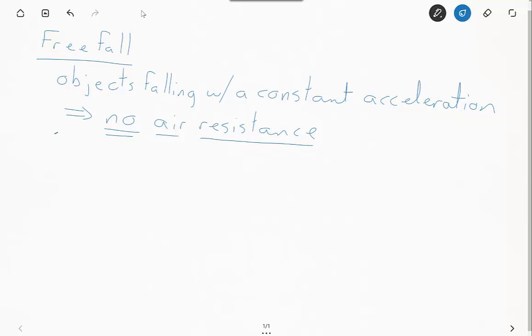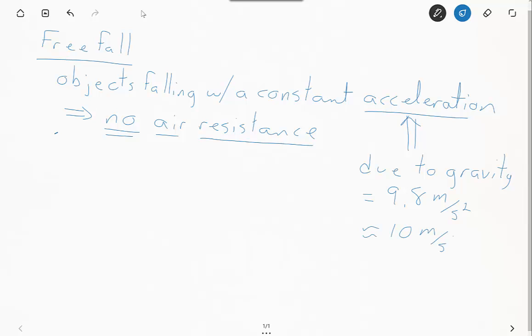Now this is important because in the last unit we've been talking a lot about friction. In free fall there is no friction. Okay. Now what is this acceleration? Well, here on Earth the acceleration is the acceleration due to gravity. So it will be 9.8 meters per second squared. Now most of the time you can approximate this to be 10 meters per second squared, but you do want to keep in mind that it really is actually 9.8 meters per second squared.